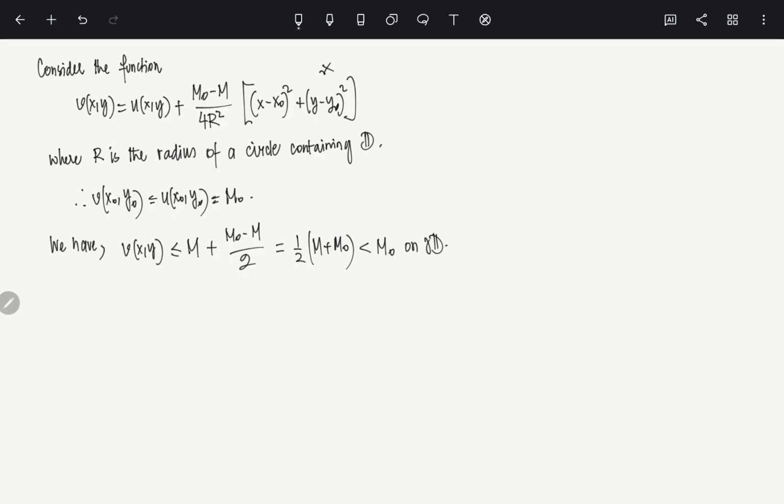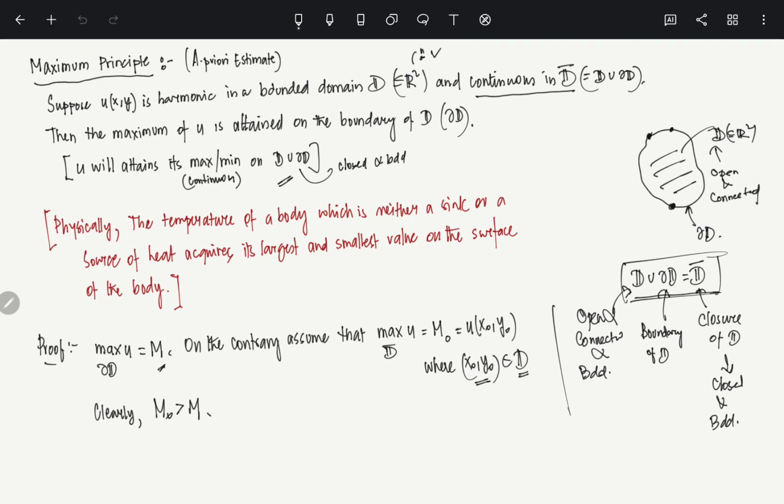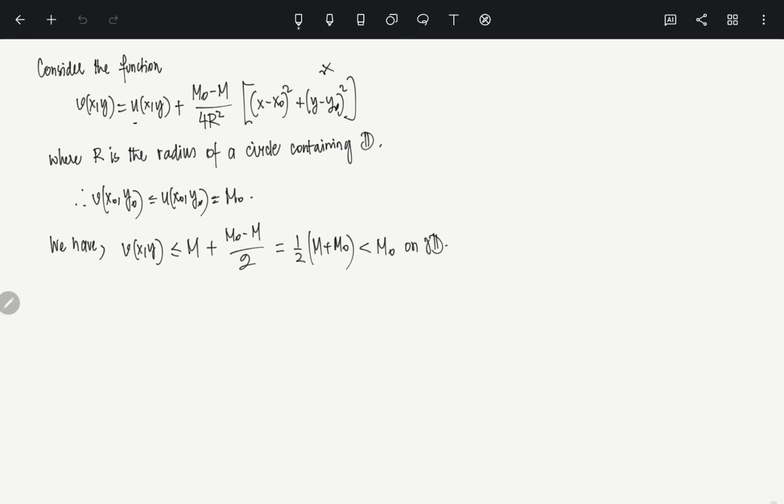I hope this is clear. See, on the boundary, if you restrict v on the boundary, what happens? First of all, v equals u plus this particular function. So u on the boundary has a maximum m. So essentially this u can be dominated by m on the boundary. And what about this second term?